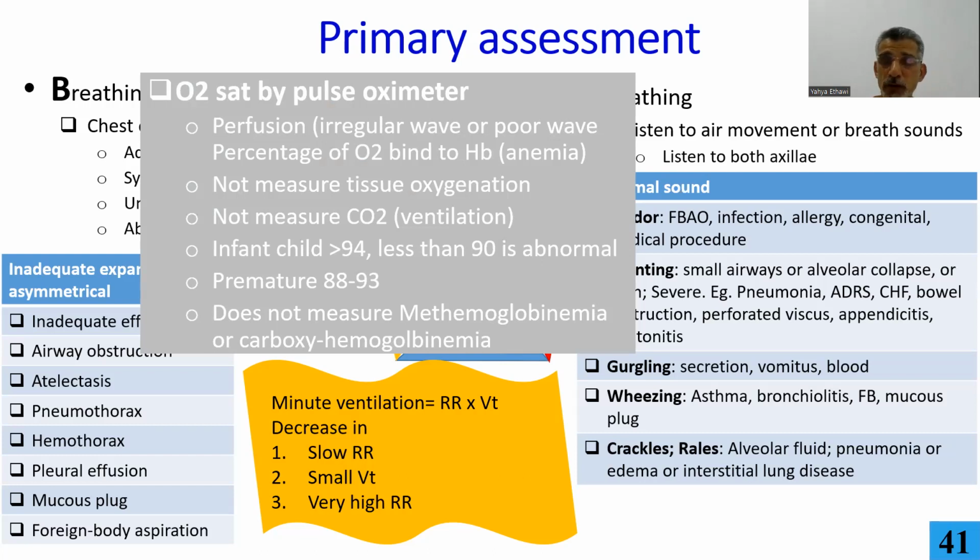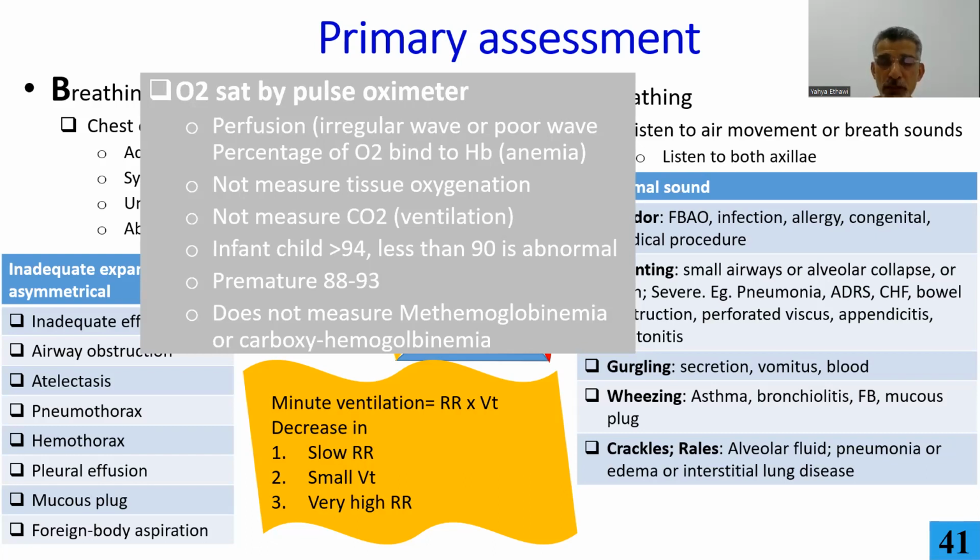Now, factors affect oxygen saturation because it measures the oxygen carried by hemoglobin in the periphery. So the more perfusion, the better the reading; the less perfusion, the poorer the reading. When perfusion is affected, you will have an irregular wave or a poor wave. And remember, oxygen saturation is the percentage of the hemoglobin that is attached to oxygen out of the total hemoglobin.